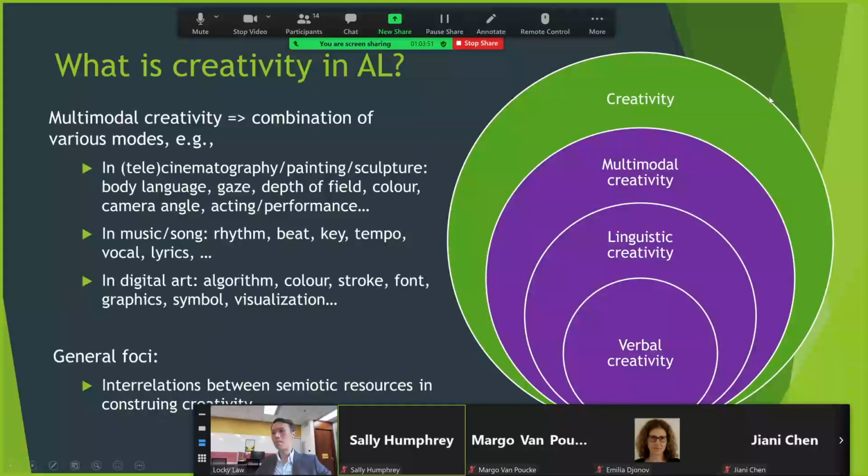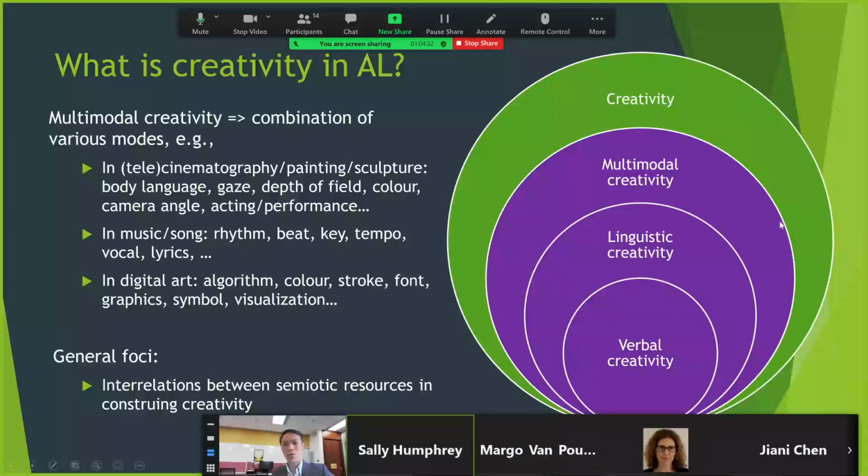Now, multimodal creativity, as the word goes, is a combination of various modes. For example, in cinematography, painting, sculptures, it can refer to body language, gaze, depth of field, color, camera angle, acting performance. In music and songs, it can be the rhythm, the beats, the key, the tempo, the vocal lyrics. And digital arts can be the algorithm, the color, strokes, fonts, graphic symbols, and visualizations, of course. So in general, the foci will be the interrelations between semiotic resources in construing creativity.